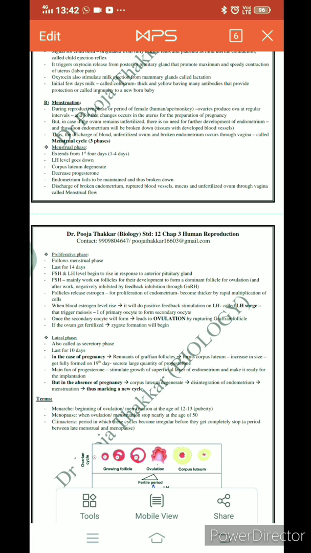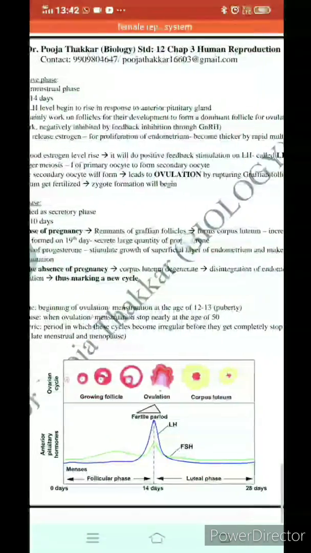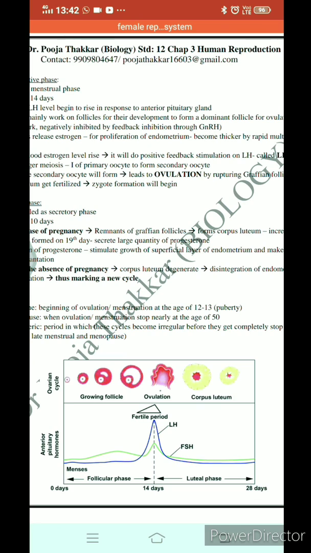But if the ovum remains unfertilized, meaning there is no fertilization event, there is no need for further development of the endometrium, right? In this case, the endometrium will break down, and the tissues as well as the developed blood vessels will rupture. The discharge of blood, unfertilized ovum, and broken endometrium through the vagina is called menstruation or menses.